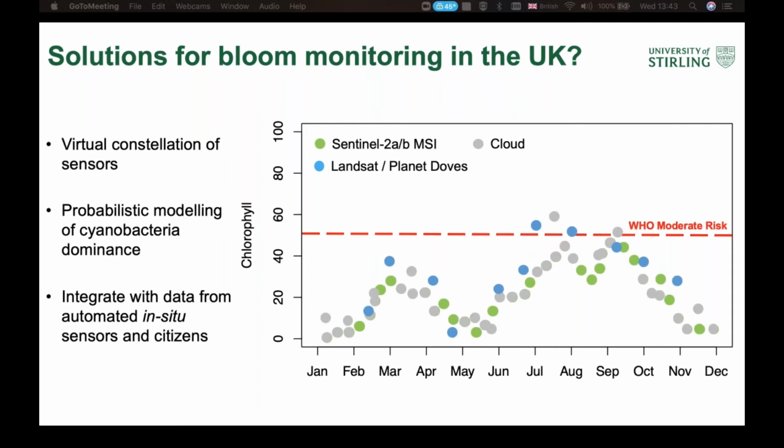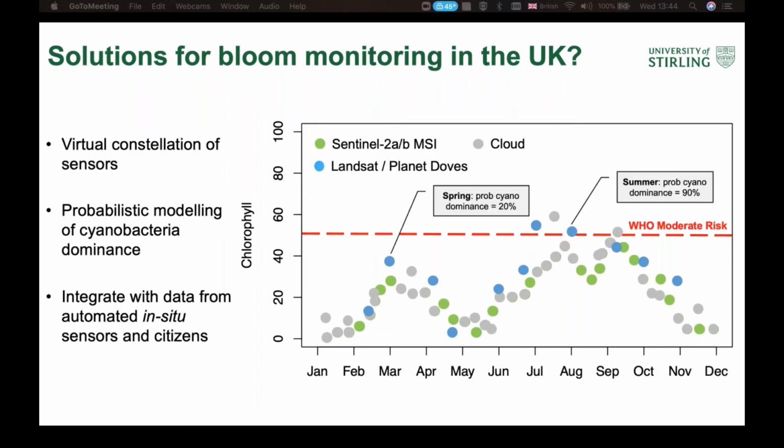and Planet Doves to fill in some of these gaps. We can also use data from automated in situ sensors and information collected by citizens to validate this data, but also increase the dimensionality of the service. Of course, we need to include several inter-consistency tests when we have this multi-sensor approach. And then we can build a probabilistic model of cyanobacteria dominance.